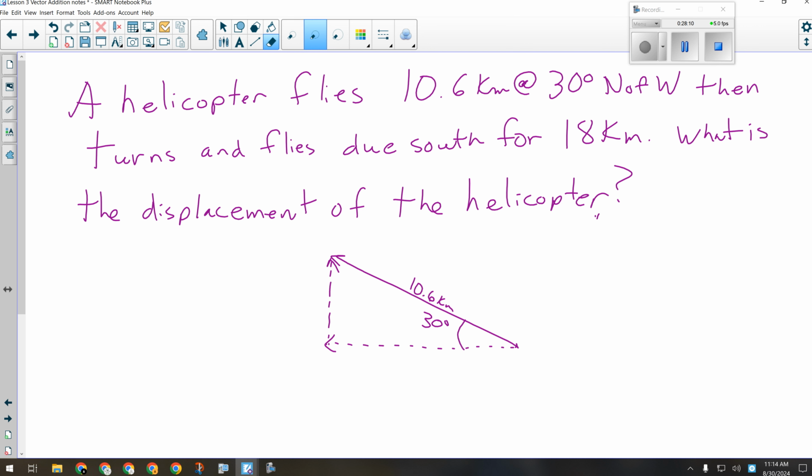Okay. Then the plane turns and flies 18 kilometers south. Now here's where scale is important. Should this next line I draw be longer than the 10.6? Does that mean they end up way south of where they started? That's something I have to visualize in my head before I start drawing lines, or I'm going to mess up my diagram.